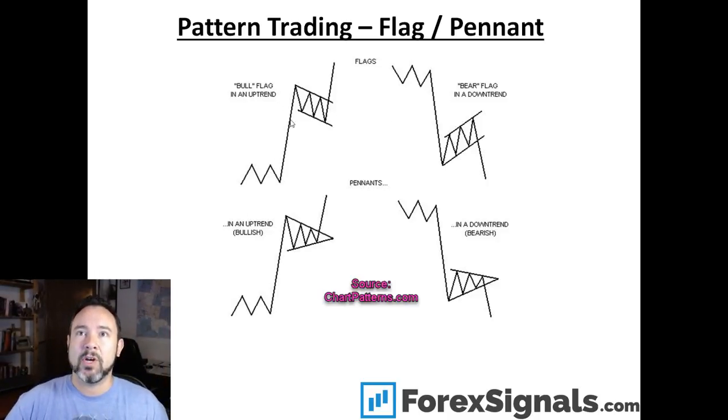This is what we call a bull flag or a bullish flag in an uptrend. This is a bear flag or a bearish flag in a downtrend. And same with pennants. We have a bullish pennant and a bearish pennant, which can also be called wedges.